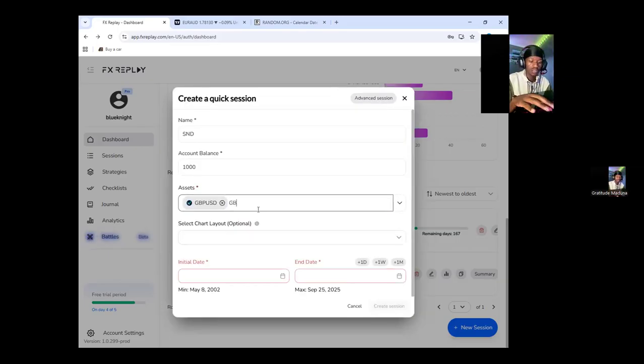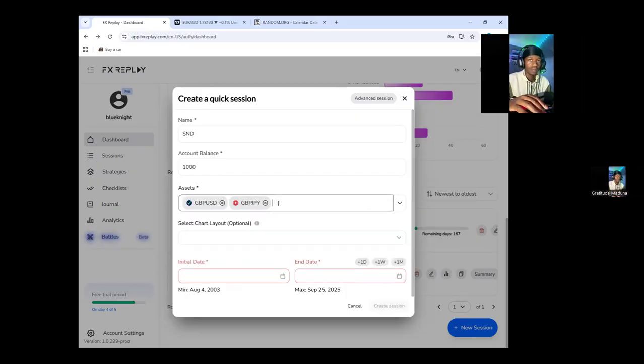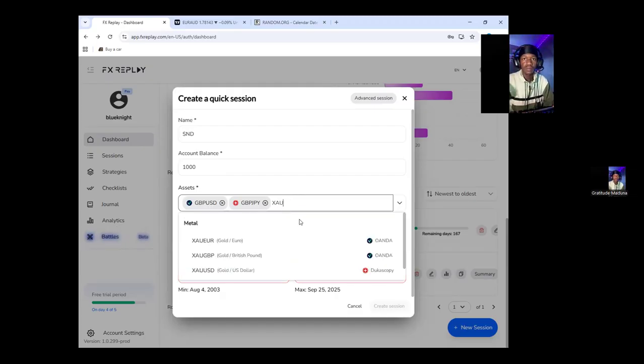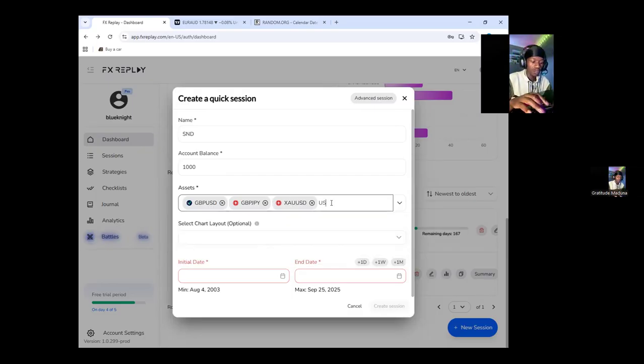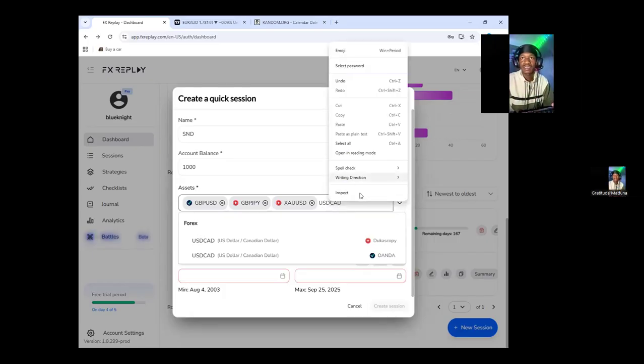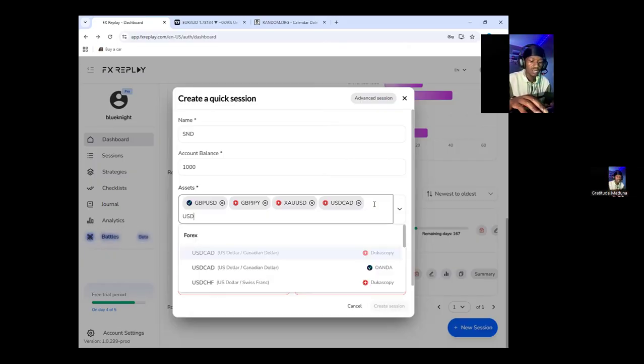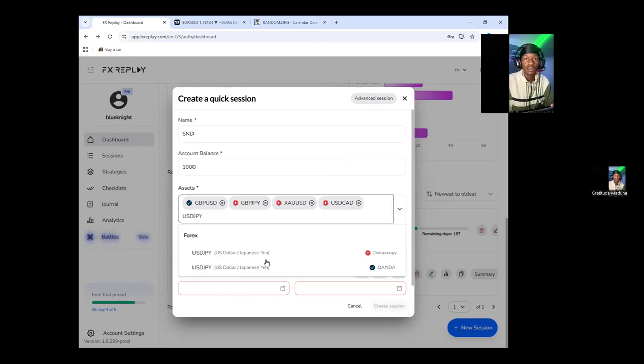GBP JPY, and then what else? We're going to be trading gold as well. So I'm just adding the assets we'll be looking at in terms of trading the strategy. Gold, USD CAD, which we're going to be trading in New York session, mainly because of the oil and stuff like that, so it tends to get volatile around those times. USD JPY. Let me see if I'm forgetting.